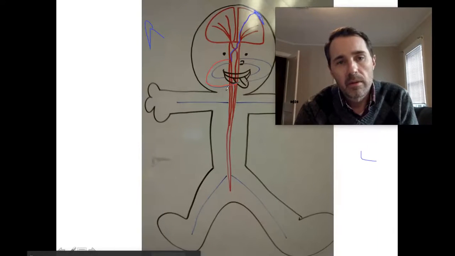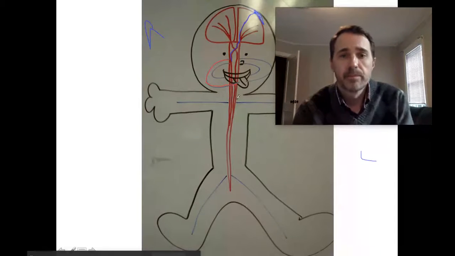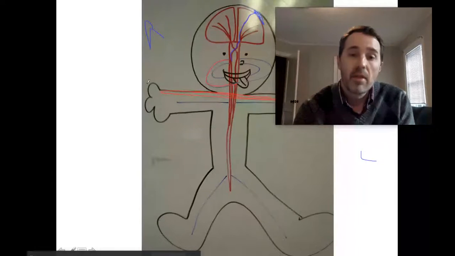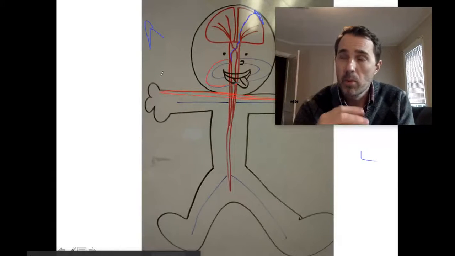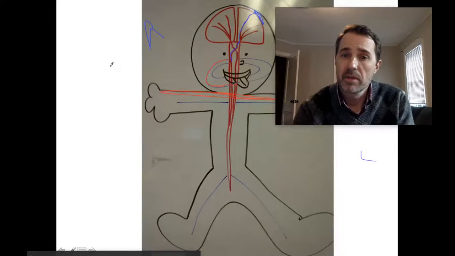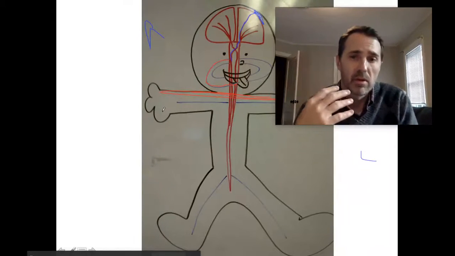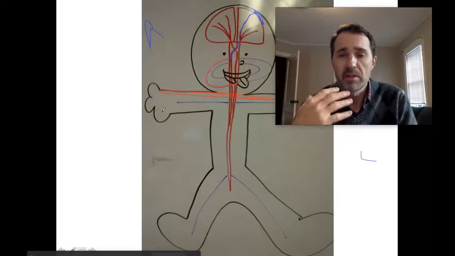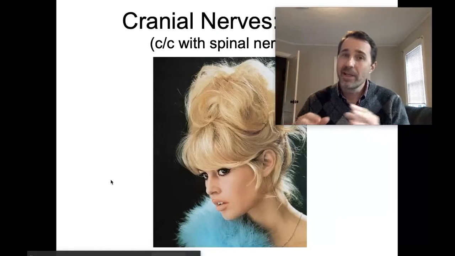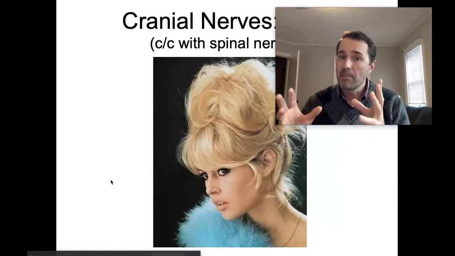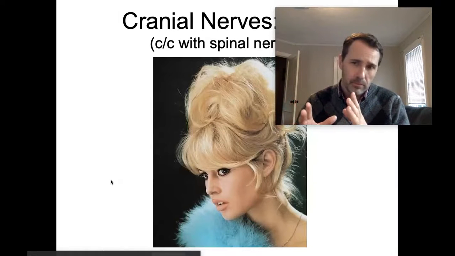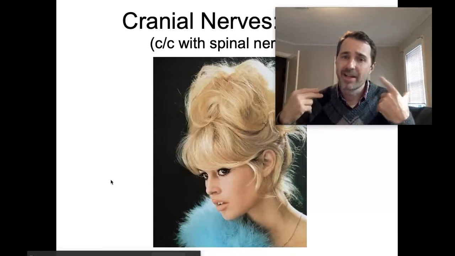So recall that the peripheral nervous system is divided into that part of your peripheral nervous system that services your head and neck, those are your cranial nerves, and that part that services the rest of your body, and those are your spinal nerves. So now we're getting into the cranial nerves, which is that part of the peripheral nervous system that is associated with your head and your neck.